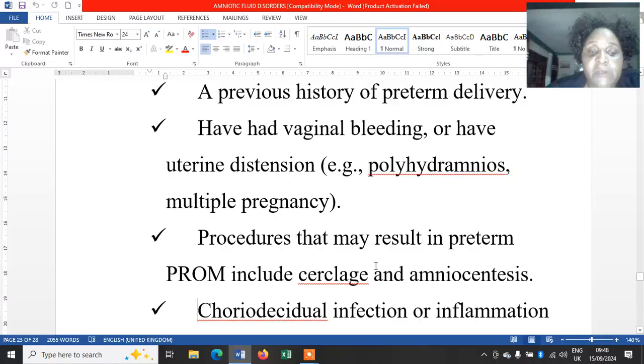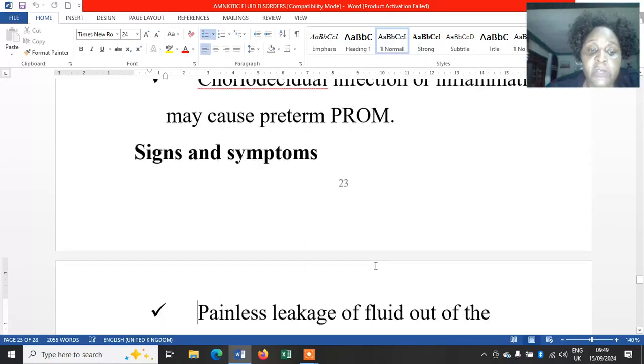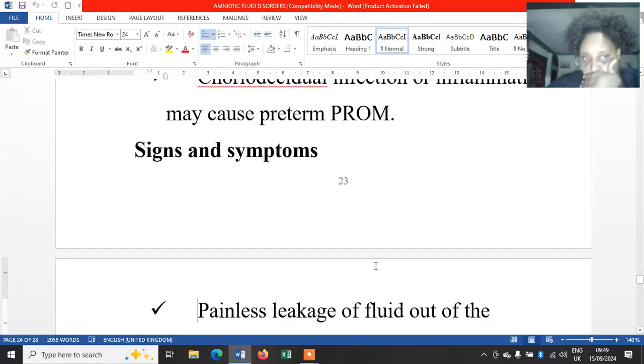Procedures that may result in preterm rupture of membrane may include cervical cerclage and amniocentesis. Cervical cerclage, that is those procedures which they may use, like Shirodkar stitching, then chorioamnionitis, infection or inflammation, etc.